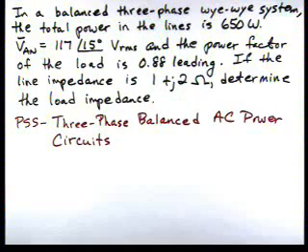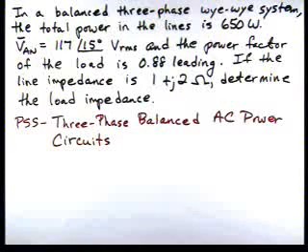In this problem, we have a balanced three-phase YY system. The total power dissipated in the lines is 650 watts. V_AN, which is the voltage at the load, is 117 at an angle of 15 degrees volts RMS, and the power factor of the load is 0.88 leading. If the line impedance is 1 + j2 ohms, determine the load impedance.